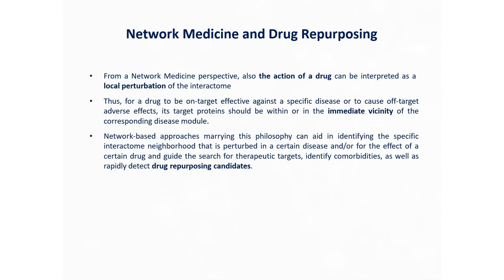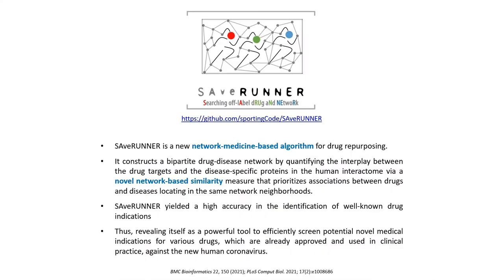And according to this paradigm, we can see that the integrated network of all the physical interactions that occur in a cell, known as the human interactome, could be seen as a map in which the molecular determinants of a disease, called disease genes, tend to clusterize and co-localize in specific regions known as disease modules. And it's the perturbation of this module that causes the pathological phenotype. In this sense, also the action of a drug could be considered as a local perturbation of this human interactome. And thus, for a drug to be effective on a disease, its target protein should be in the nearby of the corresponding disease module in the human interactome.